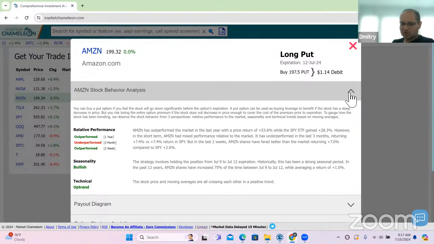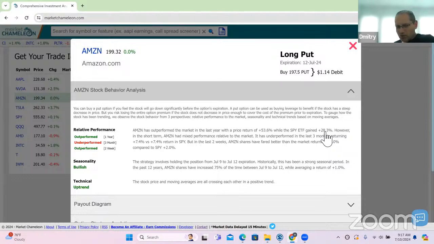So in the first part of it, we could just look at the stock behavior from different perspectives, just to get an idea of what it has been doing lately, or the most recent history. So we could see over a 1-year period, their relative performance, Amazon has outperformed the market. Amazon last year returned 53.6% versus SPY 28.3. So it looks like it's got a pretty strong performance on a relative basis, better than the rest of the market.